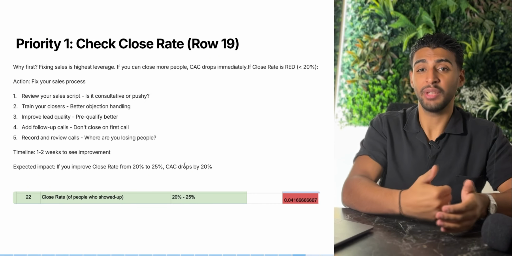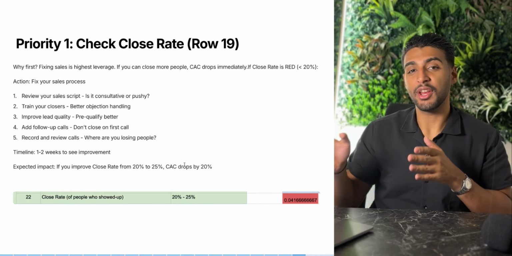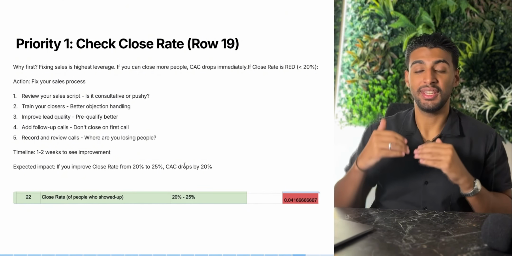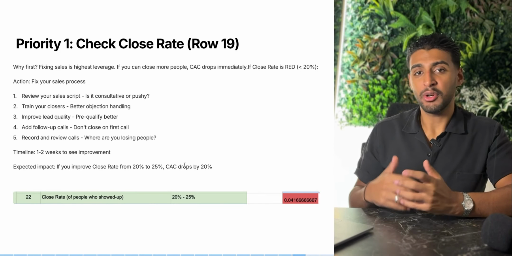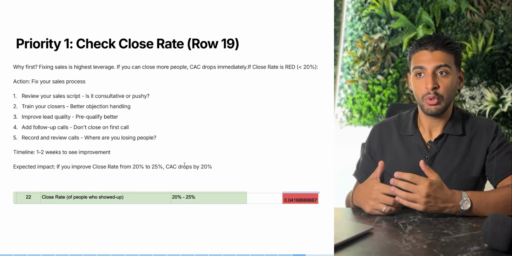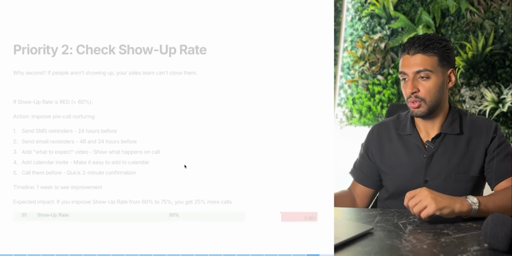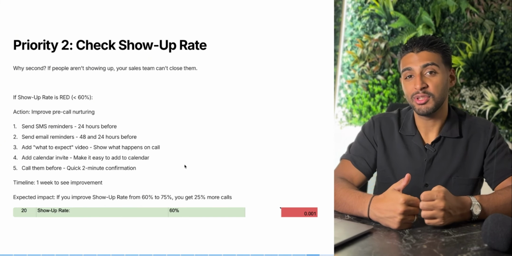You might decrease your lead flow, but you will increase your close rates. And that's why this decision-making tree process is the best, because it judges based on actual priority decision frameworks that will help you solve the bottleneck in your funnel. So assuming your CAC and ROAS is red and you move to the close rate and it's green, then you want to go to the priority number two, which is a checkup show-up rate. Why second? Because if people aren't showing up, your sales team cannot close them.